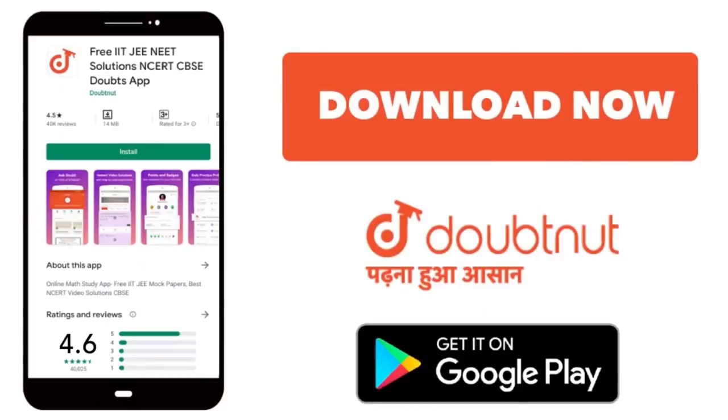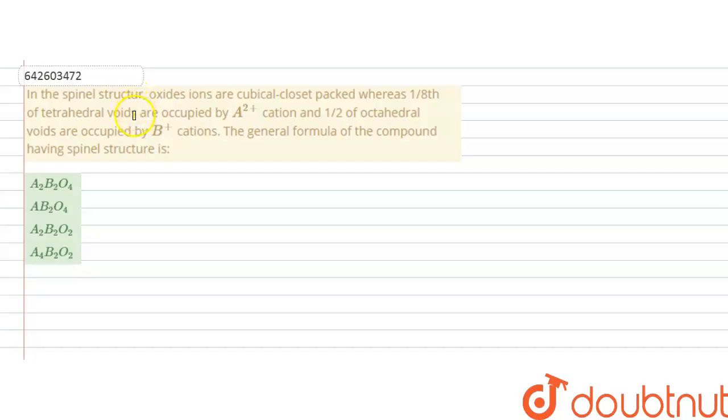Hello students, I am your teacher for this question, and the question is, in the spinel structure, oxide ions are cubical close packed, whereas 1 by 8th of the tetrahedral voids are occupied by A2+ cations and half of the octahedral voids are occupied by B+ cations. So the general formula of the compound having spinel structure is.